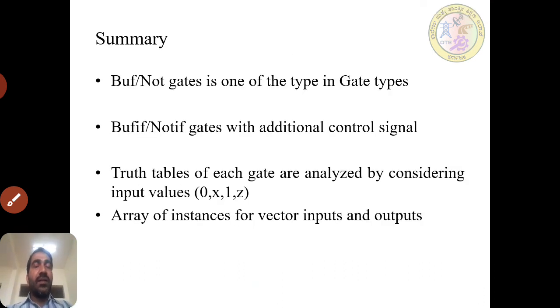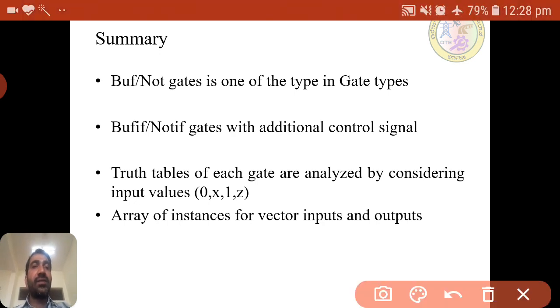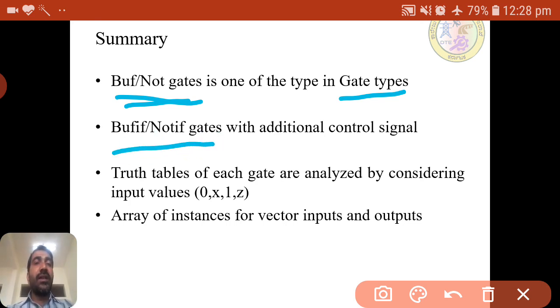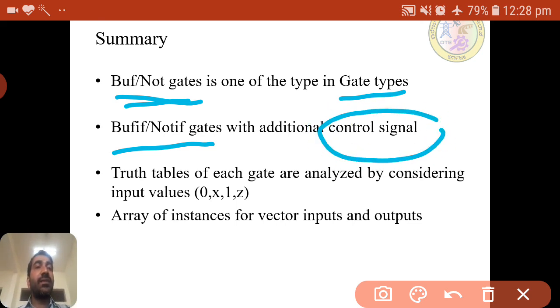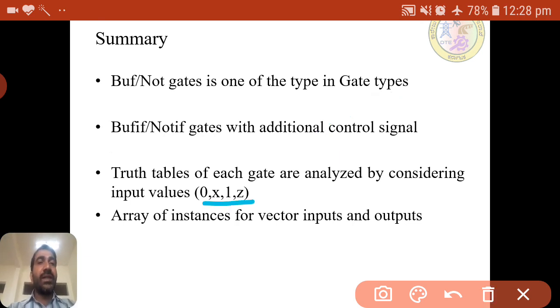Here we are coming to the end of this session. In sessions 1 and 2 together we have seen the AND, OR gates and buf, NOT gates. In this session we have seen the buf, NOT gates as gate types, and along with them two more gates, bufif0, bufif1, and notif0, notif1, which have an additional control signal. Based on the control signal, they work. We have also seen the tables of these gates, by considering these 4 values.